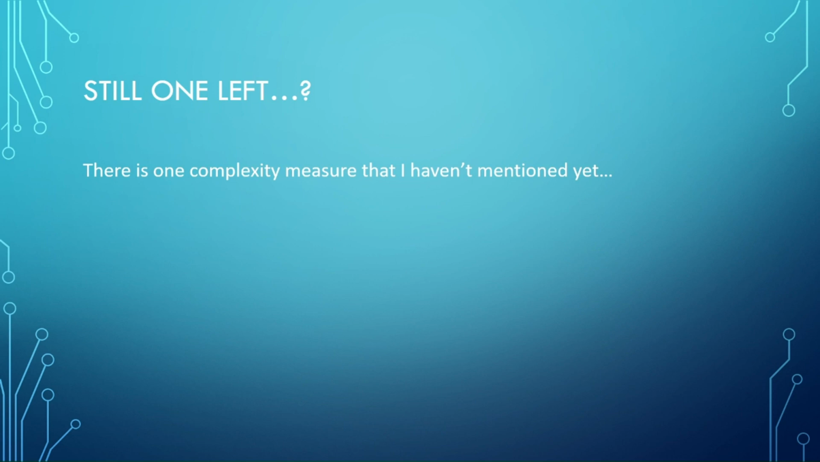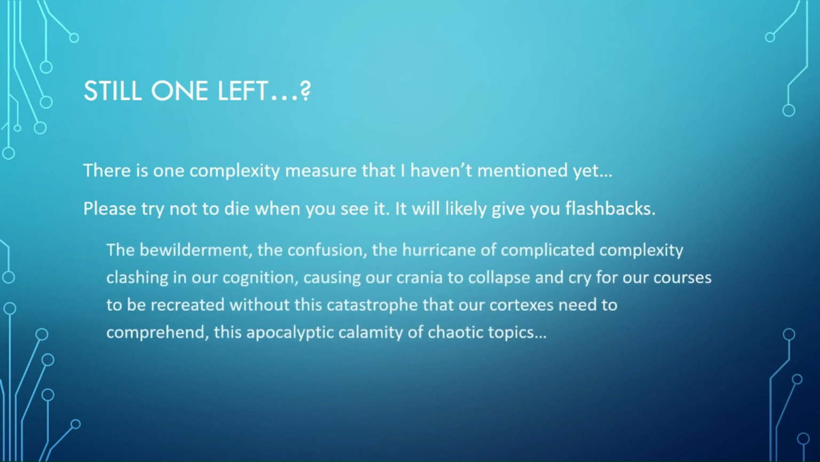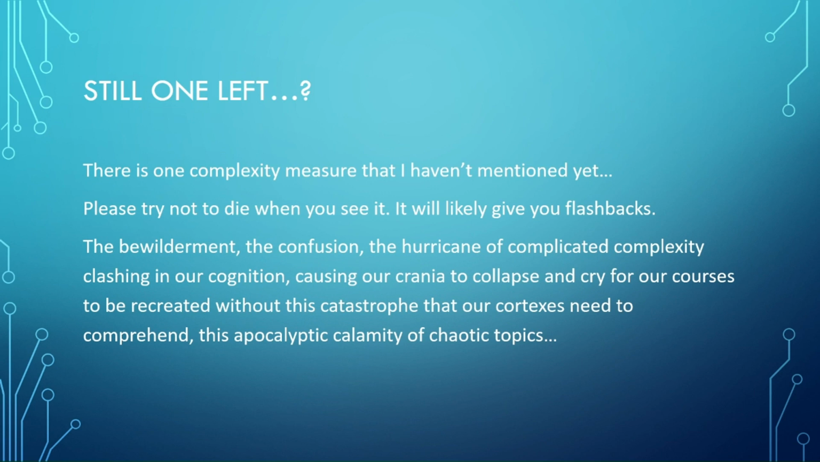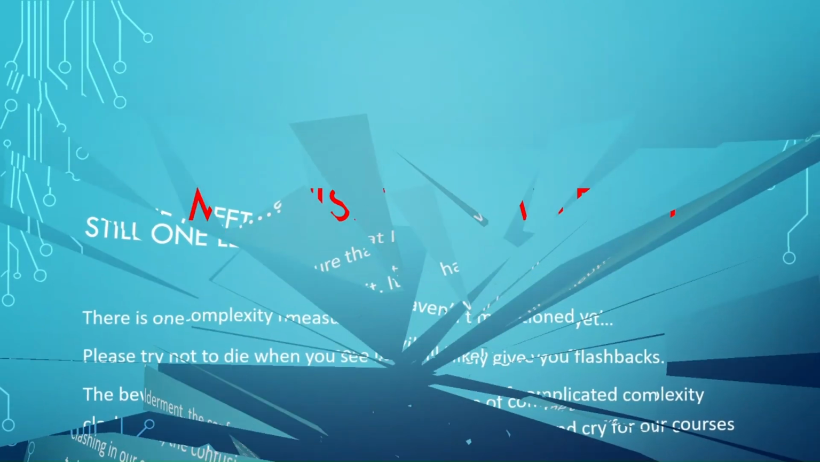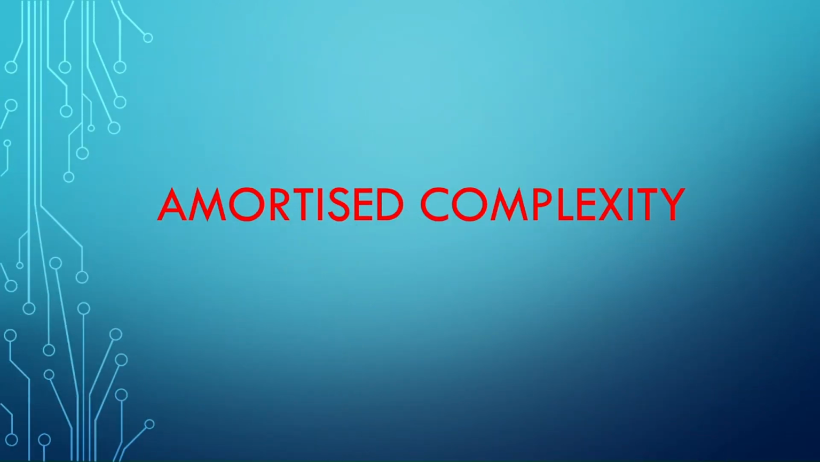There's still one left. There is one complexity measure that I haven't mentioned yet. Please try not to die when you see it. It will likely give you flashbacks. The bewilderment, the confusion, the hurricane, the complicated complexity, clashing in our cognition, causing our crania to collapse and cry for our causes to be recreated without this catastrophe that our cortexes need to comprehend, this apocalyptic calamity of chaotic topics. Amortized complexity. Apologies, I like to put a little bit of entertainment in my slides. We will dive deep into hell.